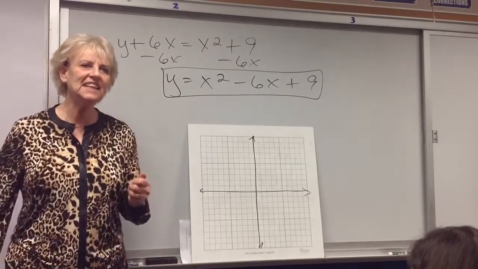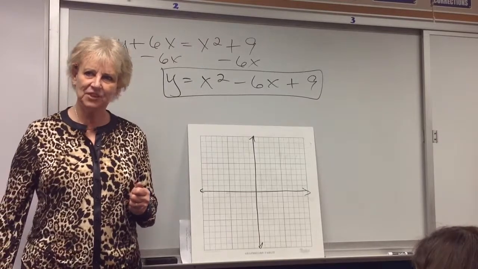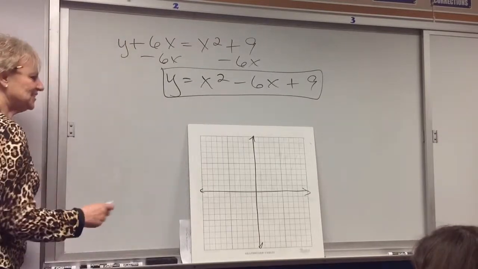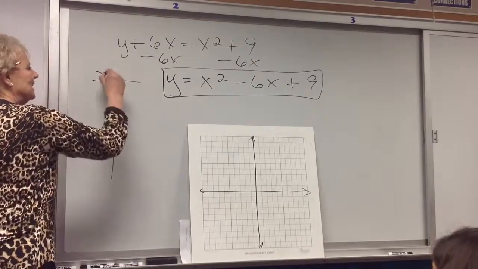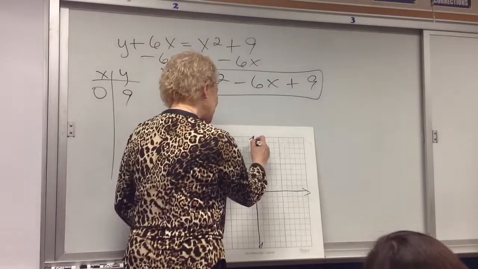Guess what? C is the y-intercept. It's not with an X. Okay, C is your y-intercept, so the point is 0, 9. I'm going to go up 9.